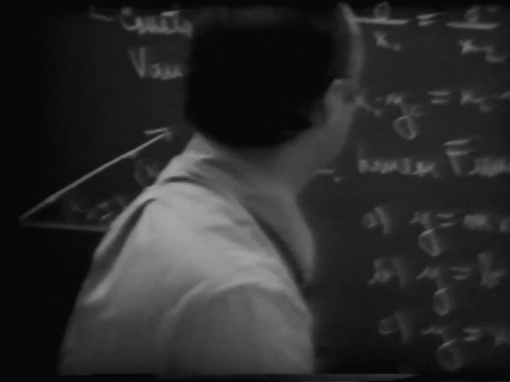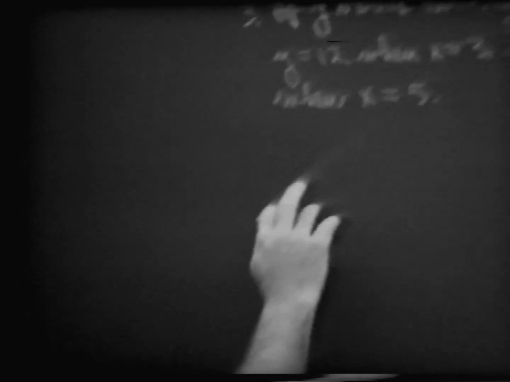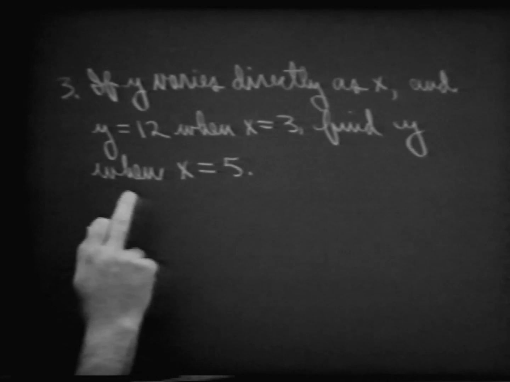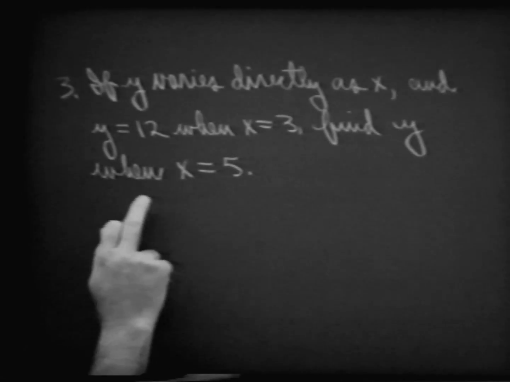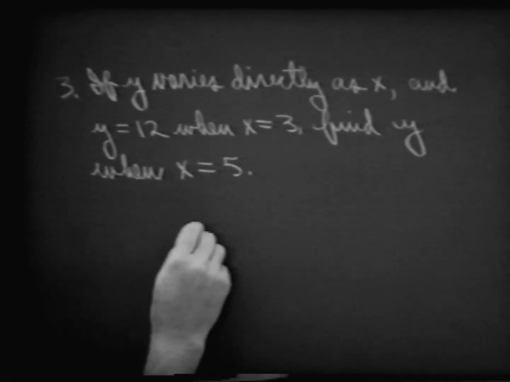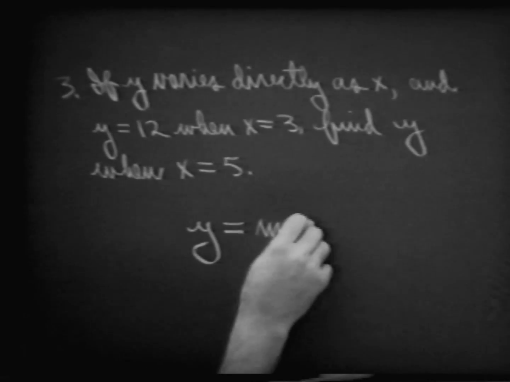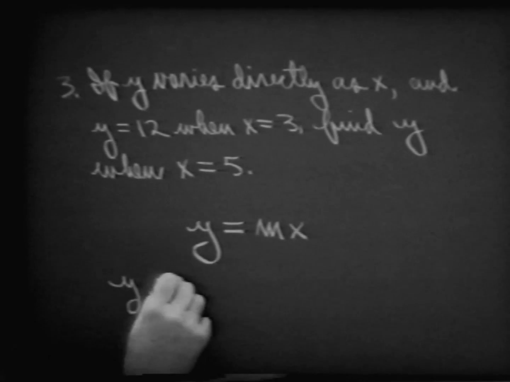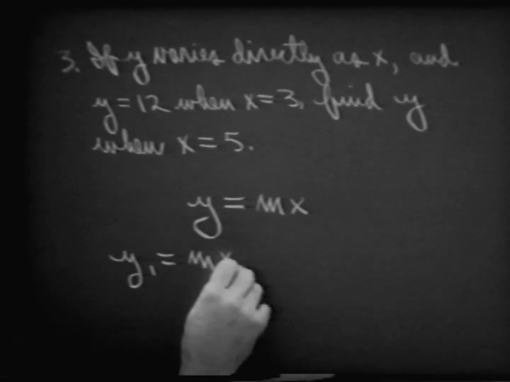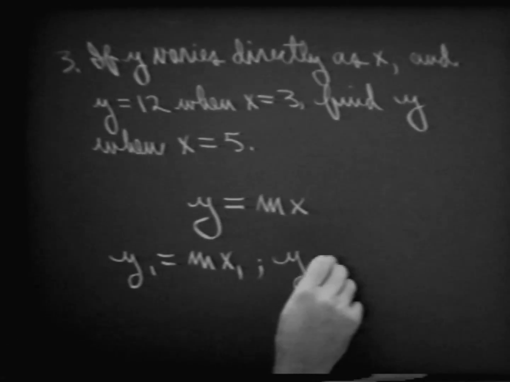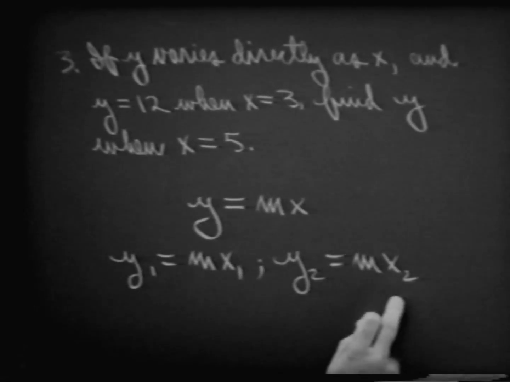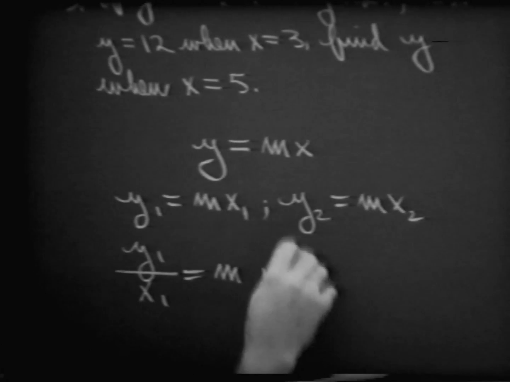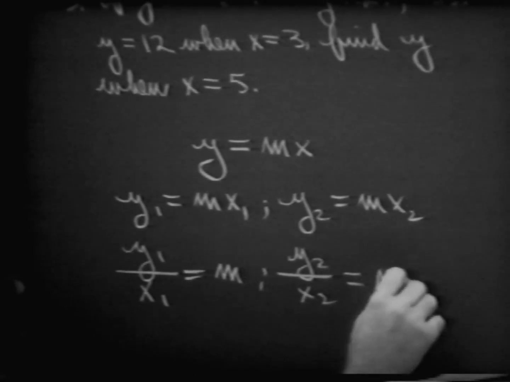Well, let's come back to this idea of a direct variation, and let's look at a few examples, one or two of them at least. If y varies directly as x, and y equals 12 when x equals 3, find y when x equals 5. Now again, as soon as we see that y varies directly as x, we may write this formula, y is equal to m times x. For some particular value of y, let's call it y sub 1, we have a particular value of x sub 1. And then for another value y sub 2, we have a particular value of x sub 2. And then, doing as we have before, if we divide through by x sub 2, it's equal to m.